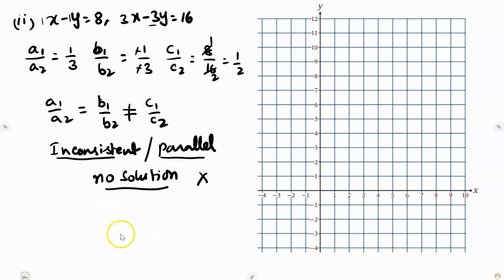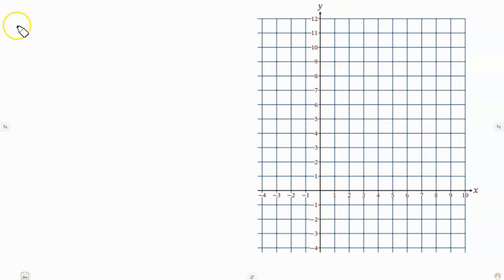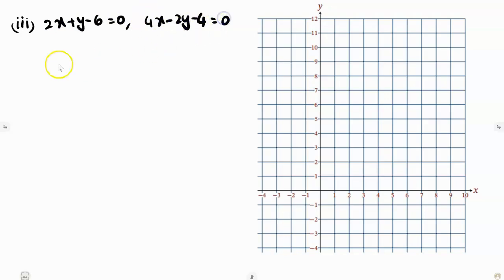So okay, coming to question number 3 now. The given equations are 2x plus y minus 6 equal to 0. The other equation is 4x minus 2y minus 4 is equal to 0. So let us find a1 by a2 here. The ratio of coefficients of x: here a1 is 2, a2 is 4. 2 by 4 is 1 by 2.